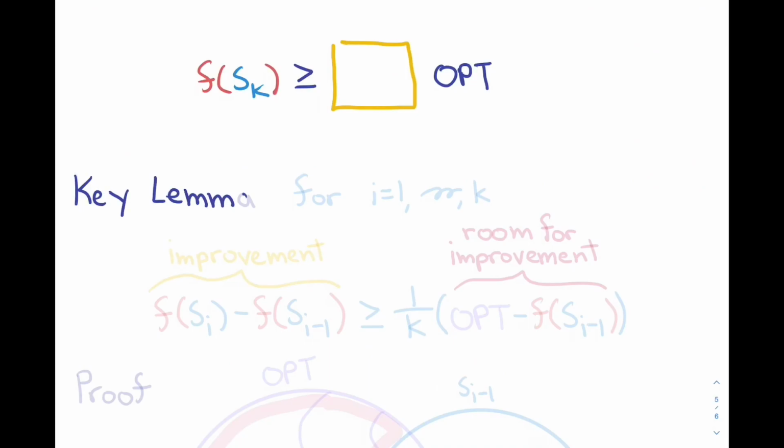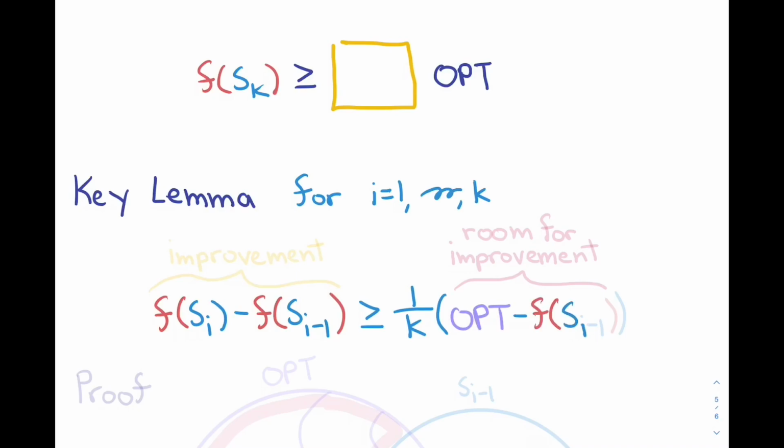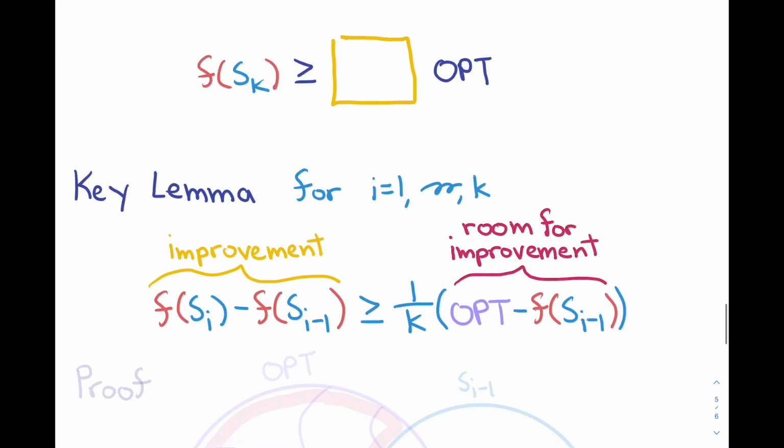The key lemma in the analysis is as follows. For each i from 1 to k, f of s sub i minus f of s sub i minus 1 is greater than or equal to 1 over k times opt minus f of s sub i minus 1. The left-hand side can be interpreted as the amount our total coverage increases from the ith selected set. The right-hand side reflects the gap between the optimum solution and the solution we had before the ith iteration.